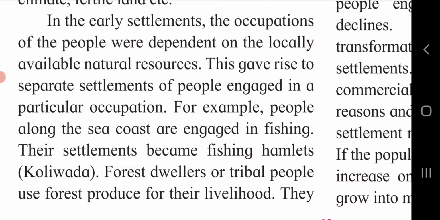For example, people along the sea coast are engaged in fishing. Yes, the people who stay near resources such as a river or sea coast will be engaged in fishing. The settlements become a fishing hamlet, Koliwada.